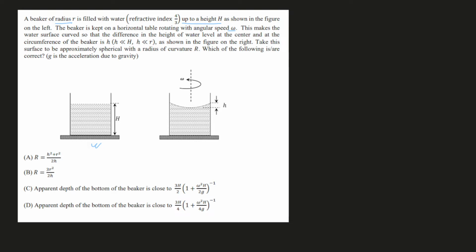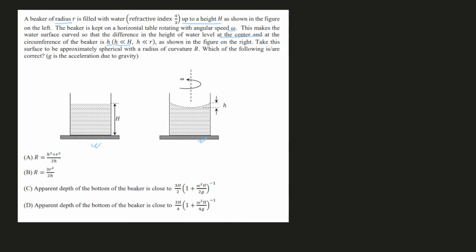This makes the water surface curved so that the difference in height of water level at the center and at the circumference of the beaker is h. H is much less than capital H, and h is also much less than the radius r, as shown in the figure on the right. So this one. Take the surface to be approximately spherical with radius of curvature R. Which of the following is or are correct? g is the acceleration due to gravity.